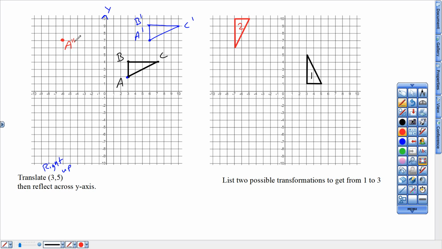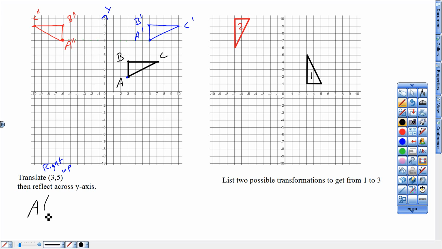B double prime will be the same distance on either side. And then C, that same distance all the way down, will give you that mirror image, equal distance on either side of that reflection line. That's how you get those reflected same distance. 1, 2, 3, 4, 5, 6. Different than a slide.